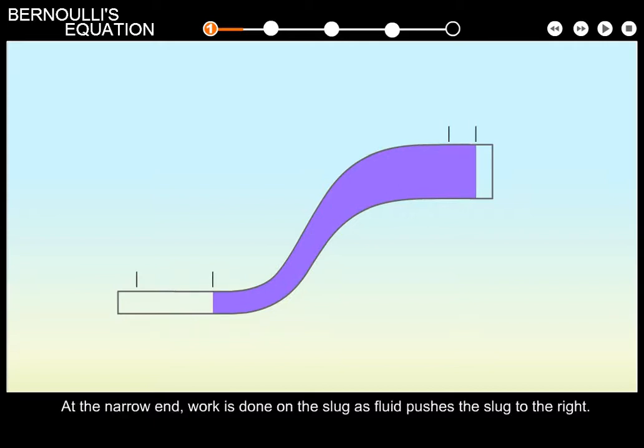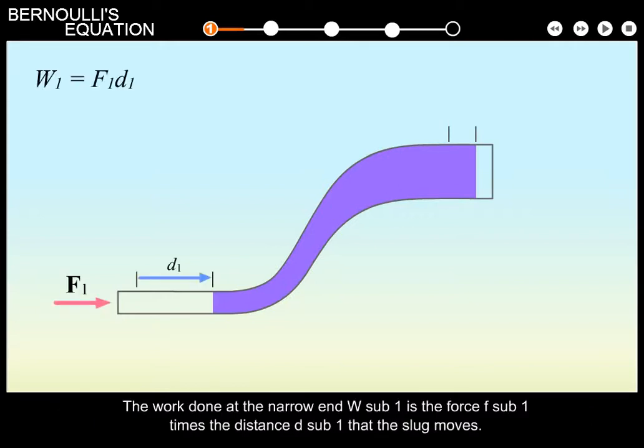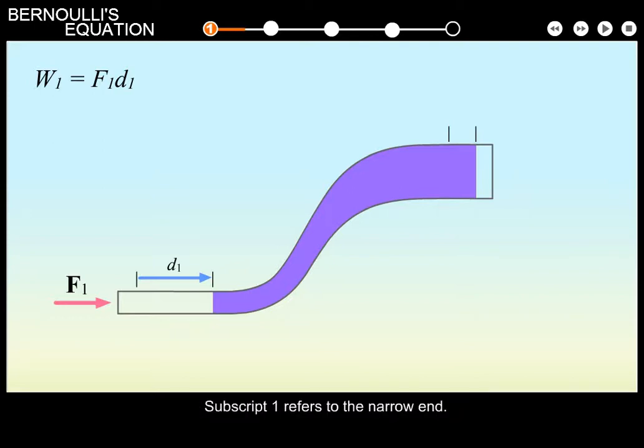At the narrow end, work is done on the slug as fluid pushes the slug to the right. The work done at the narrow end, W sub 1, is the force F sub 1 times the distance d sub 1 that the slug moves. Subscript 1 refers to the narrow end.